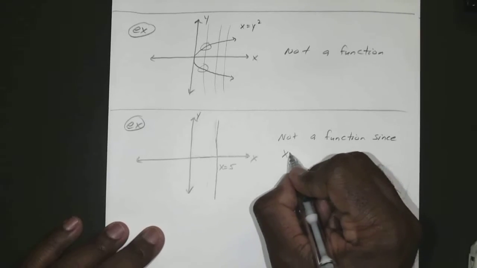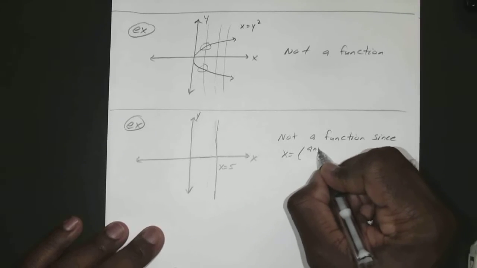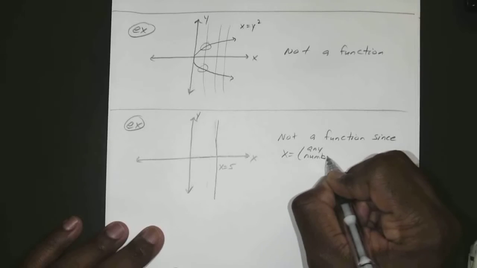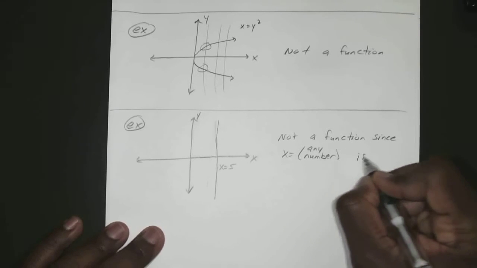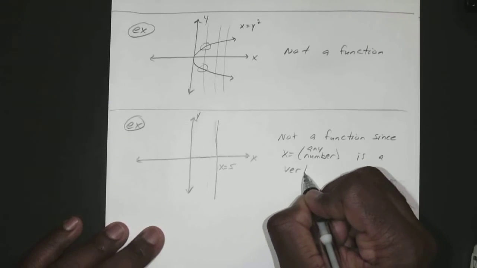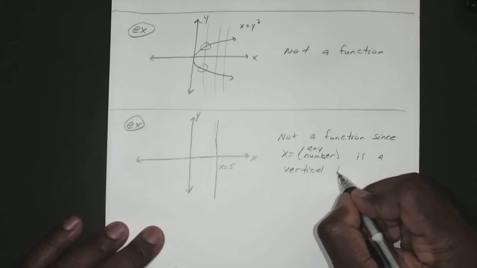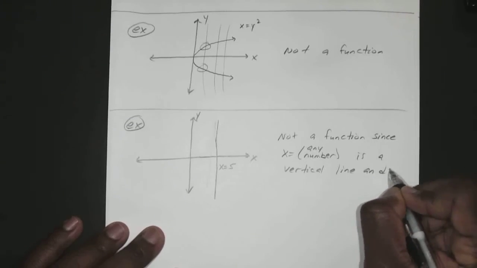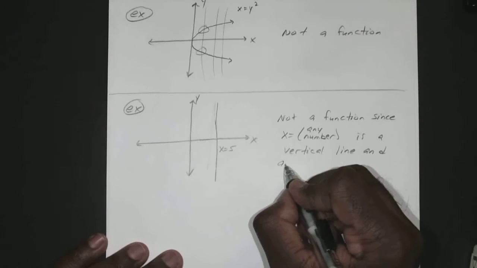Since x equals any number is a vertical line, it fails the vertical line test.